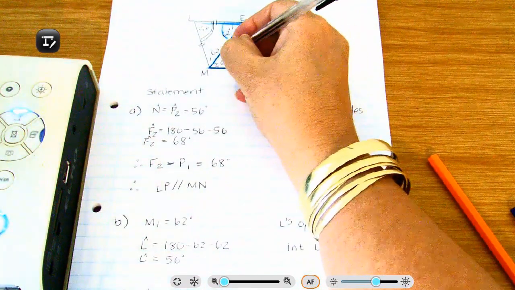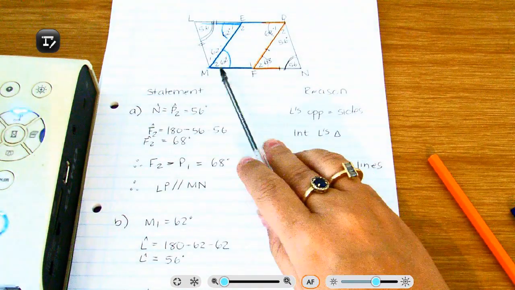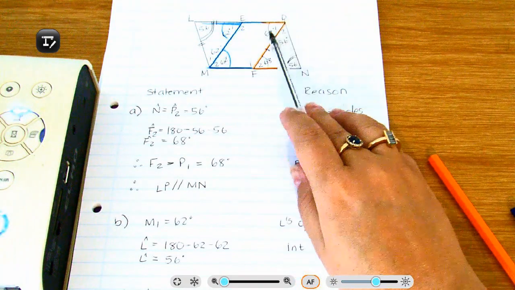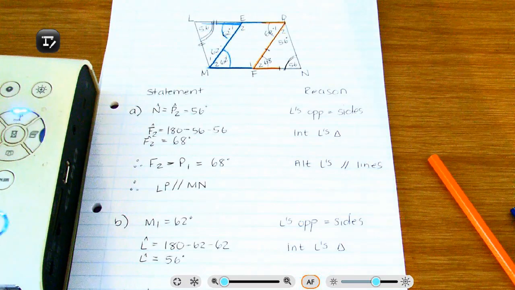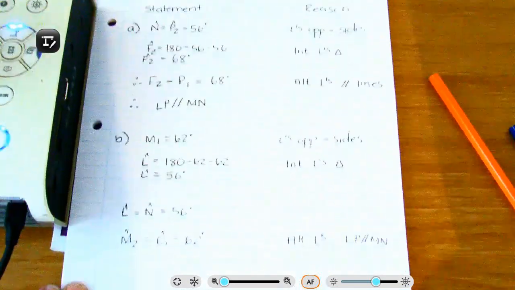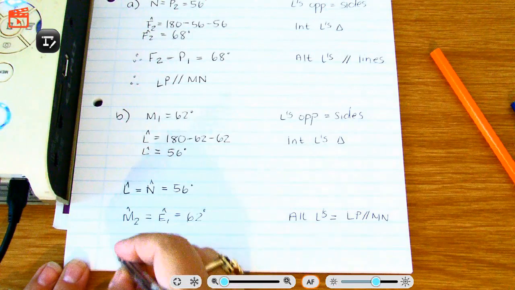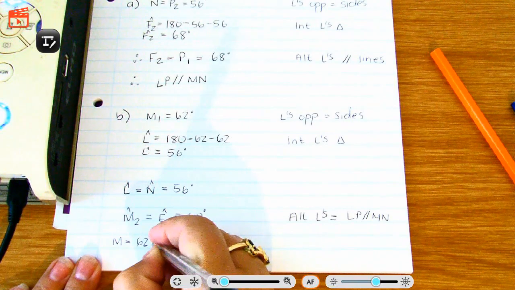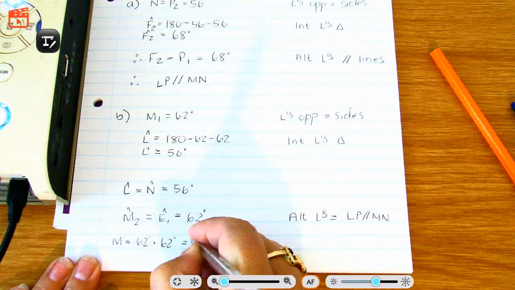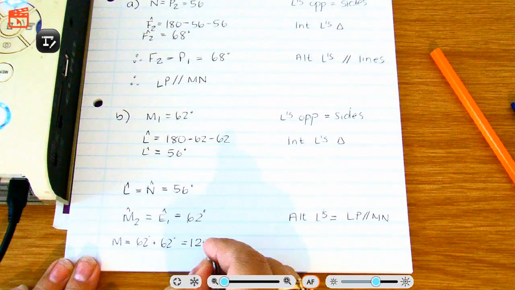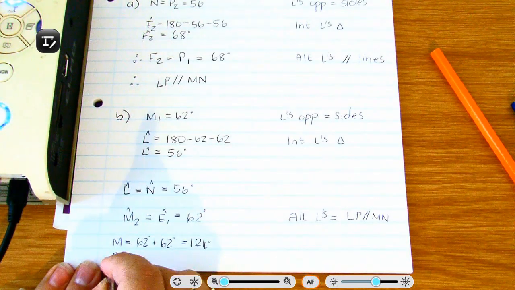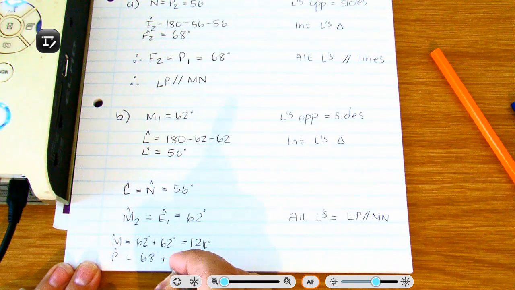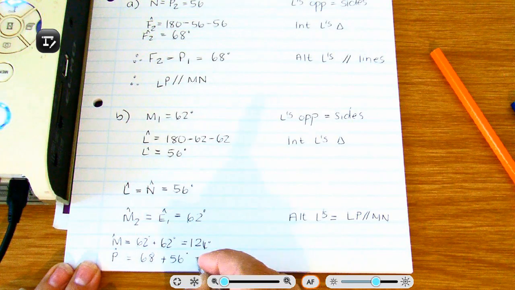So we have the values for angle M, which is 62 and 62, and angle P, which is 68 and 56. And now it's just a matter of calculating each of those corners, and hopefully we will prove that they are equal. So I'm going to start with angle M is equal to 62 degrees plus 62 degrees, which gives me 124 degrees. And then I'm going to start with angle P is equal to 68 degrees plus 56 degrees, which also gives me 124 degrees.